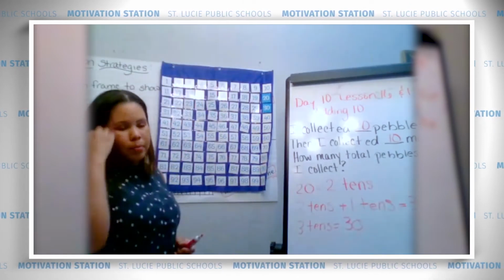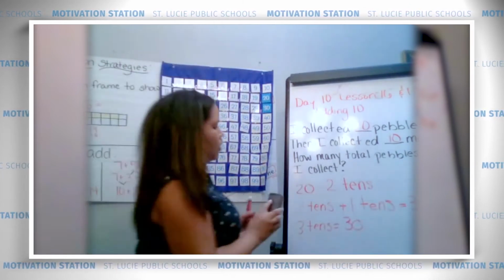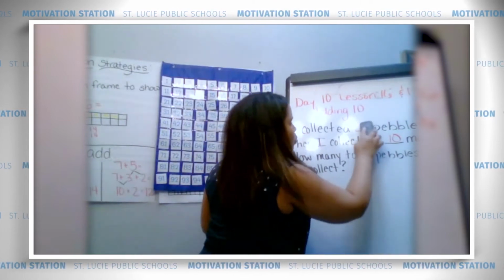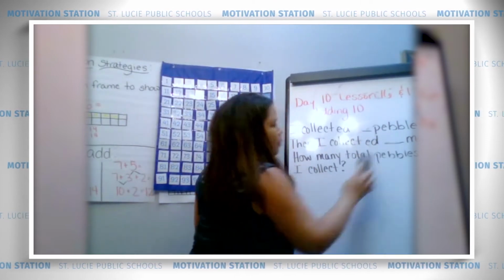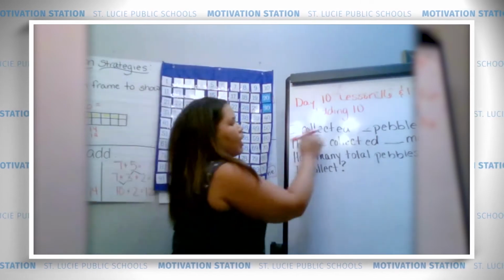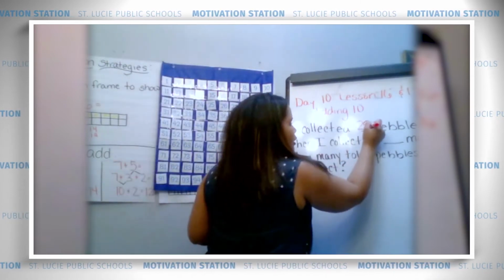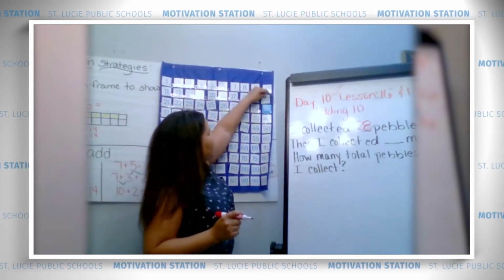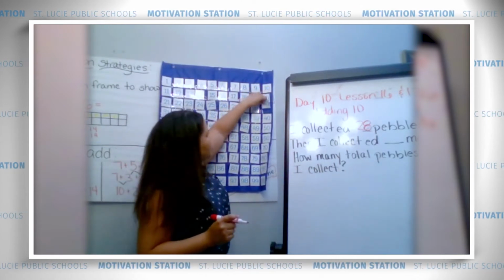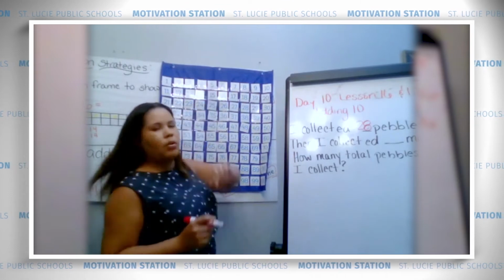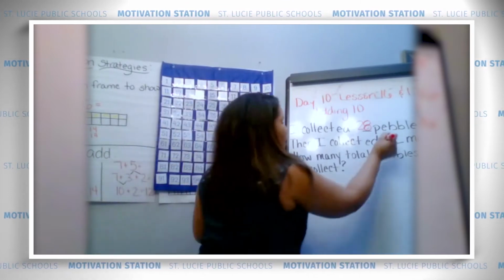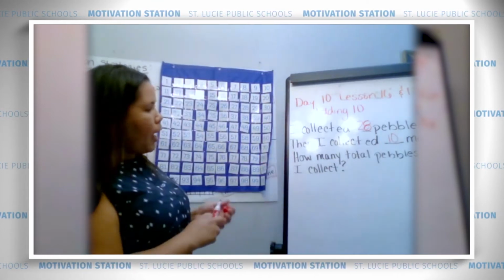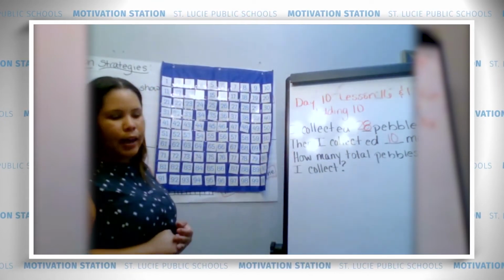Let's try our second problem. I'm going to use the numbers 28 and 10. I'm going to replace this 20 and replace this. Okay, I collected 28 pebbles this time. Oops, let's flip our cards back over so we do not mix those numbers. Okay, I collected 28 pebbles, then I collected 10 more. How many total pebbles did I collect?